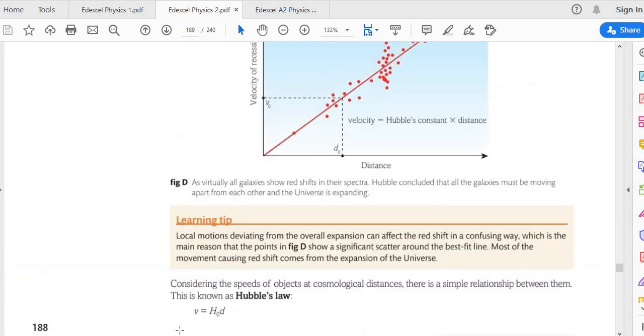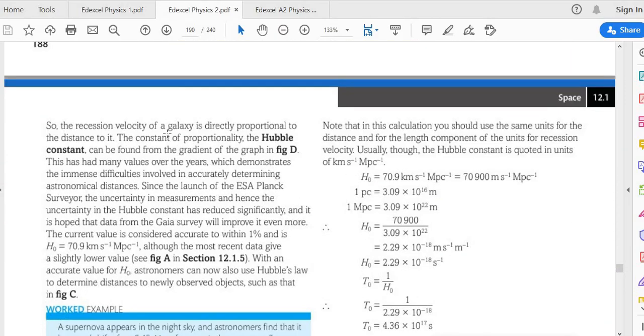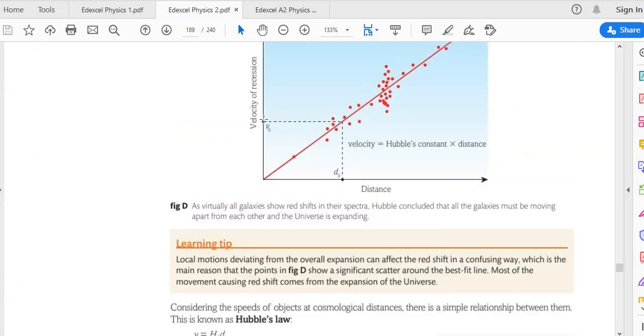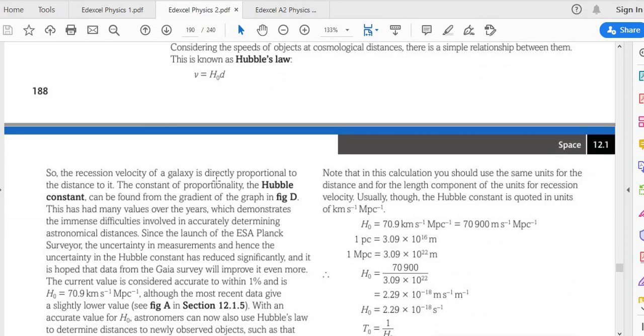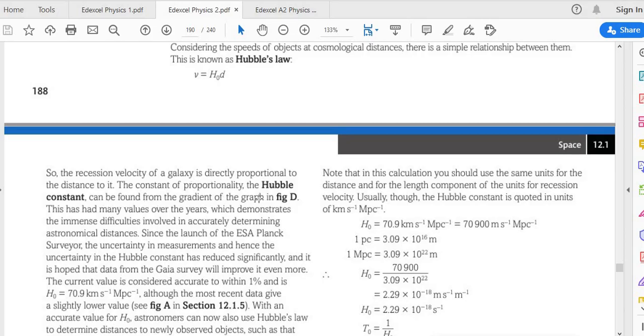So very important: v is equal to H naught times d. The gradient of this graph will be the Hubble constant, because it's a graph of velocity of recession versus distance. And the gradient is then the Hubble constant, H naught. So the recession velocity, or velocity of recession, is directly proportional to the distance to it. V is proportional to d, and if you convert that proportionality into an equation, you get a constant of proportionality, which is H naught. It can be found from the gradient of the graph in figure D.